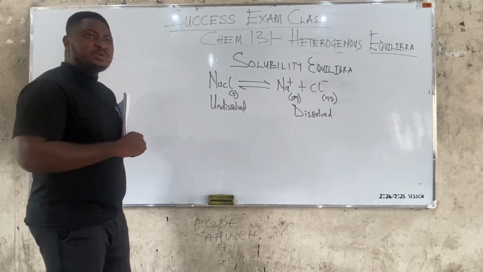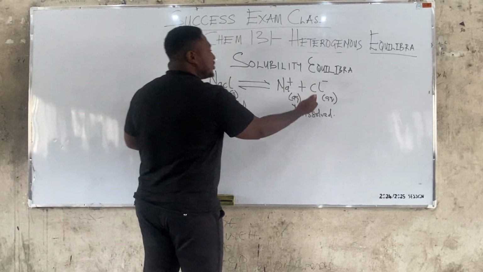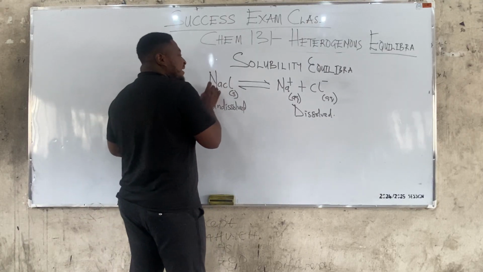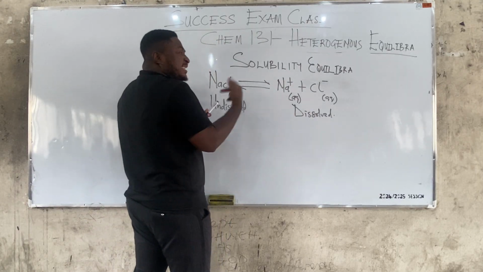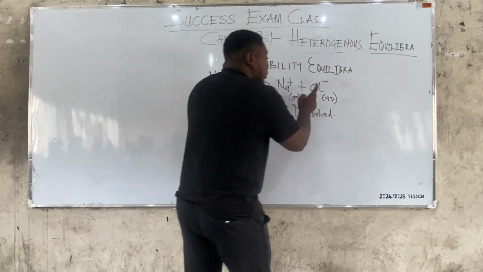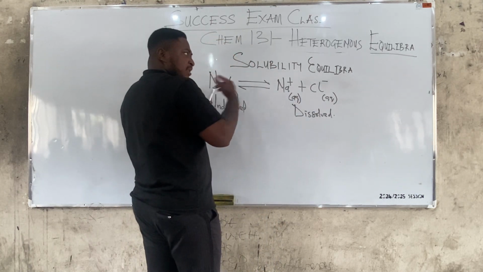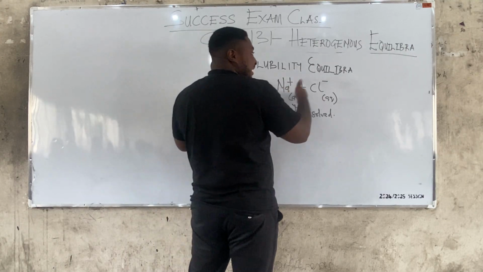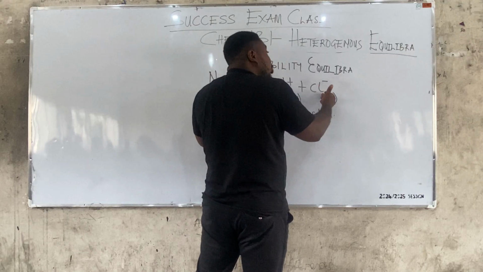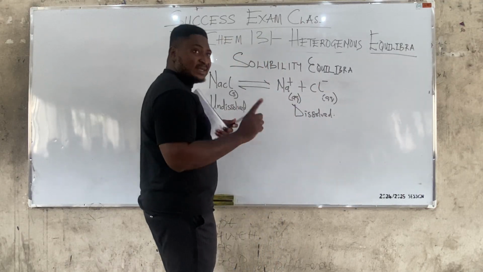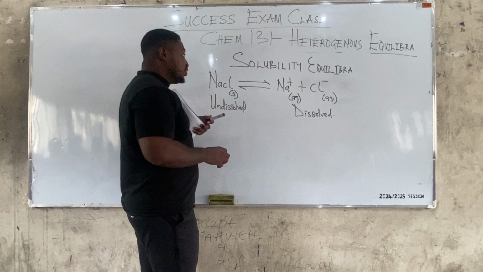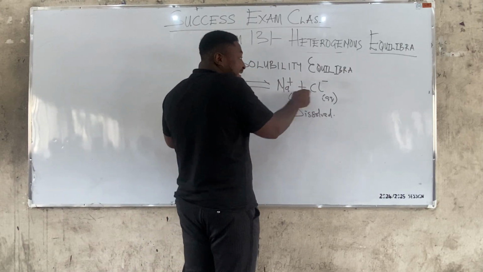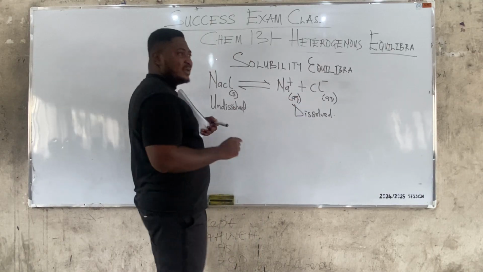So class, for equilibrium to exist, the rate of dissolution must be equal to the rate of precipitation. Class, follow me. When this NaCl is breaking down to Na plus and Cl minus, do not forget that for a reversible reaction, as this is going, the other is still coming back. Do you remember? Reversible means that there are two arrows, two things are happening simultaneously. NaCl is breaking down into Na plus and Cl minus. Cl minus and Na plus are also joining back to give NaCl, and at the same rate. The rate at which this salt is breaking down to give Na plus and Cl minus is the same rate at which Na plus and Cl minus are joining back to give NaCl.